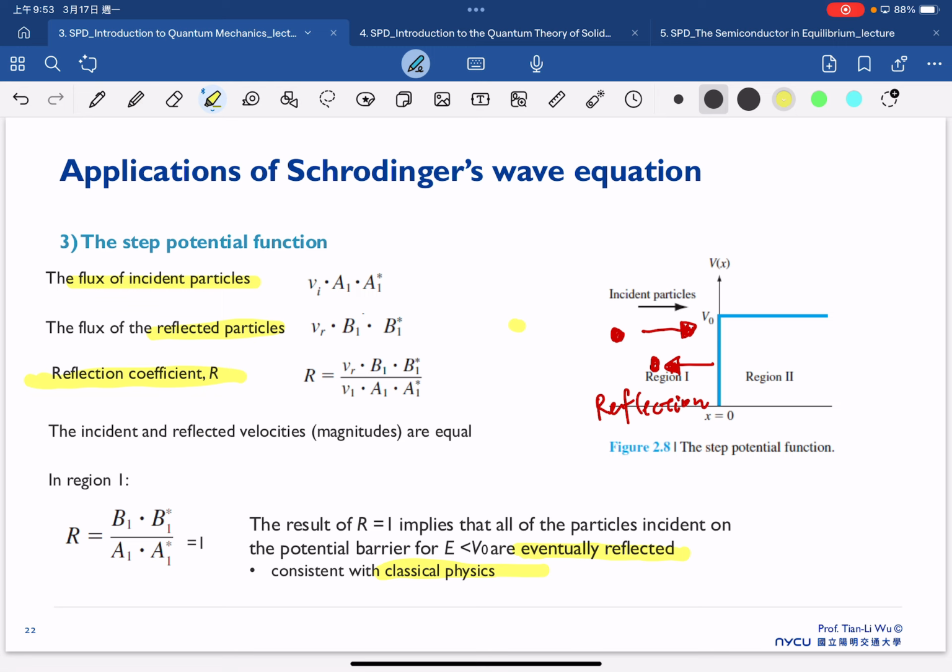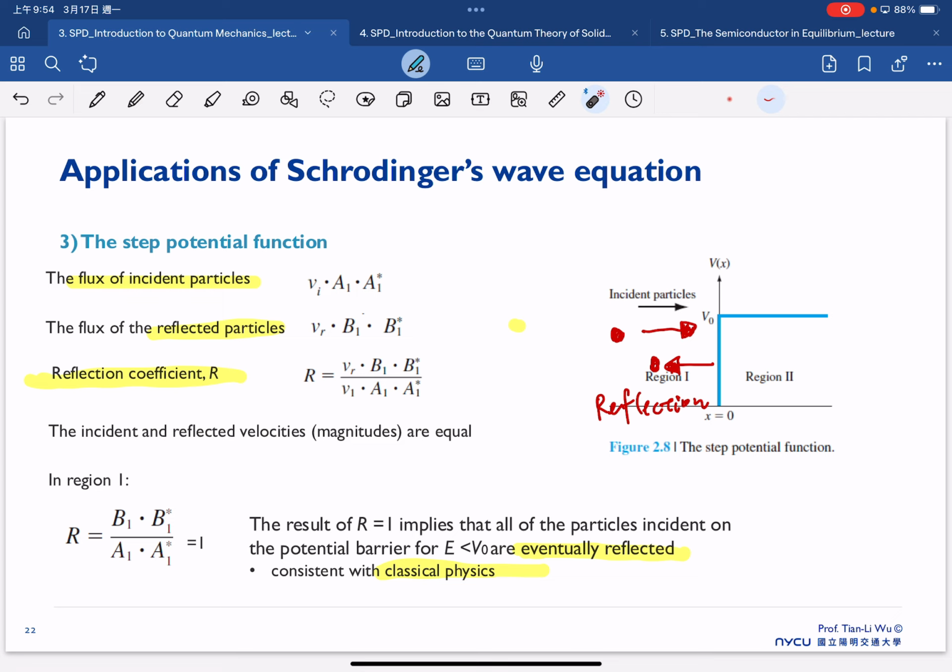That is ideally exactly the same as when we consider the electron movement in a crystal, and the electron is facing a potential barrier. So this is very consistent with our conventional Newtonian physics here. This is also an example that quantum mechanics is actually not as difficult as you expect.